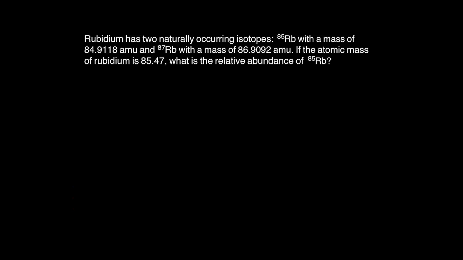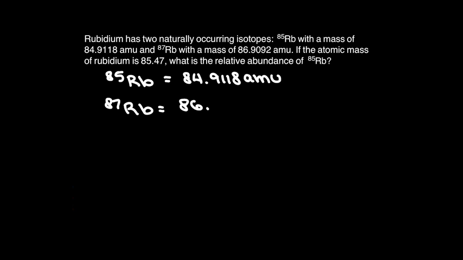So let's write out what we are given here. We have 85 rubidium is equal to 84.9118 AMUs, and then the 87 rubidium is equal to 86.9092 AMU. And we are given the atomic mass, which is 85.47, and that can be found on the periodic table. And now it's asking, what is the relative abundance of 85 Rb, or rubidium?